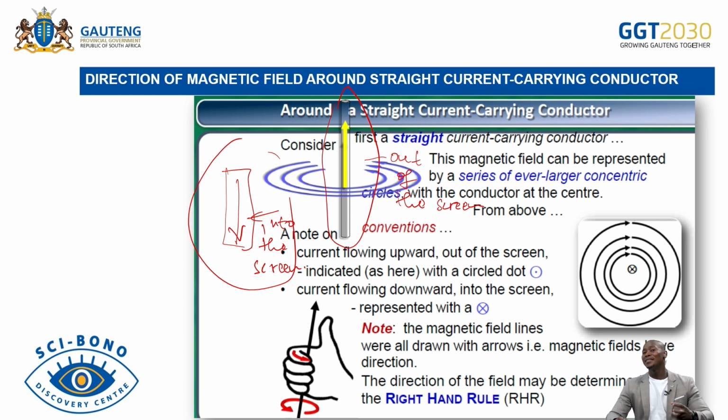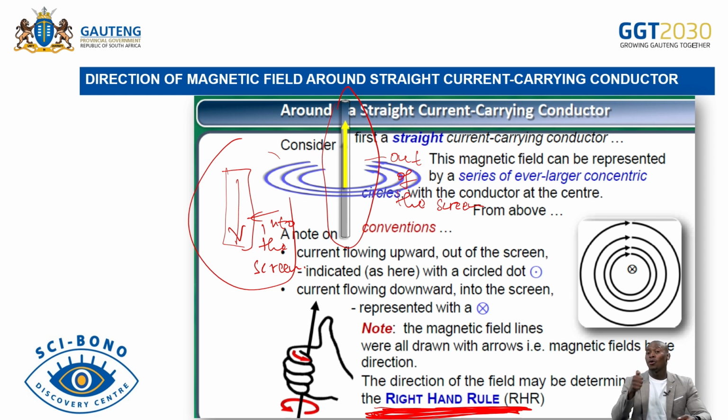To determine the direction of the magnetic field, we use what we call the right hand rule. Okay, we use the right hand rule. With the right hand rule, you have to use your right hand. So this is my right hand. What is important is the thumb and the curled fingers.